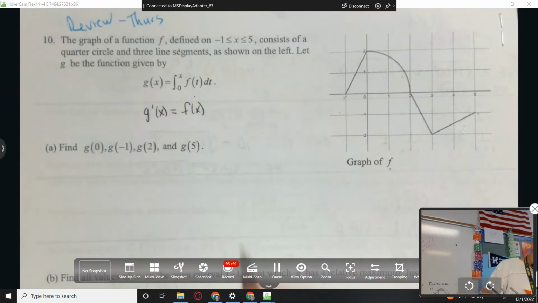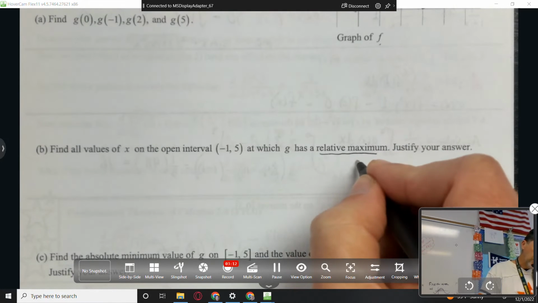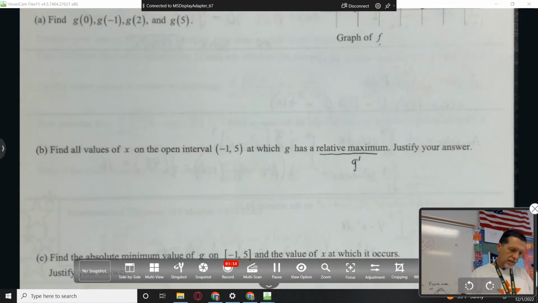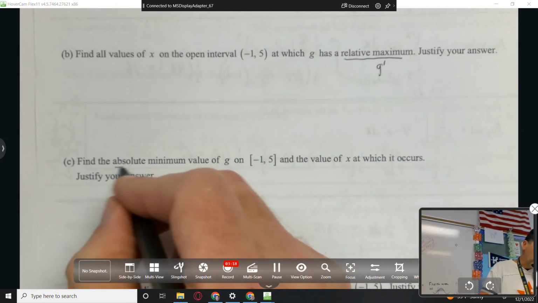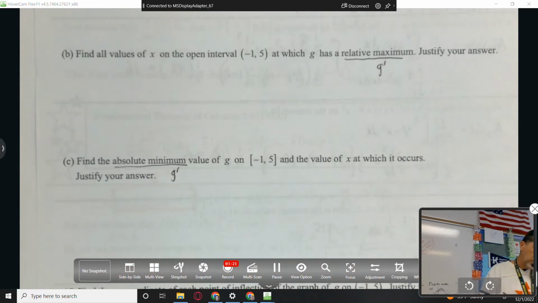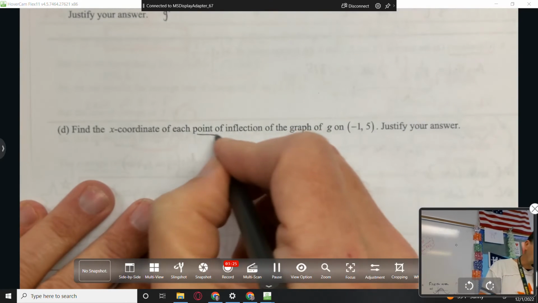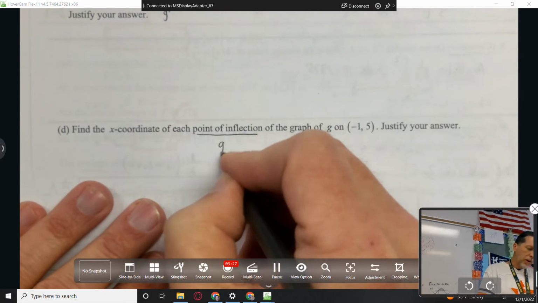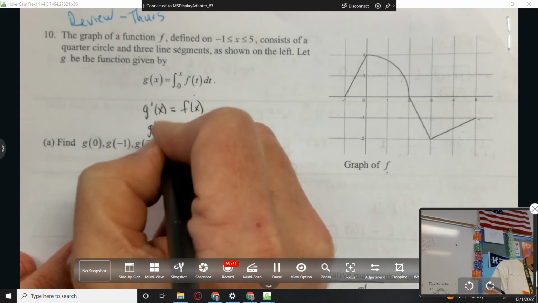And then they frequently ask, so I'm kind of skimming the problems here. Find g of 0, relative minimum, so that will need g prime, or relative maximum, excuse me. Part C, absolute minimum, so that'll be g prime as well. And then part D, point of inflection, that'll be g double prime. So I may as well find g double prime while I'm up here.